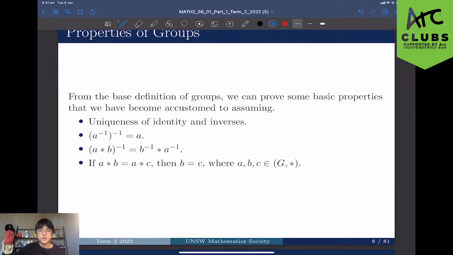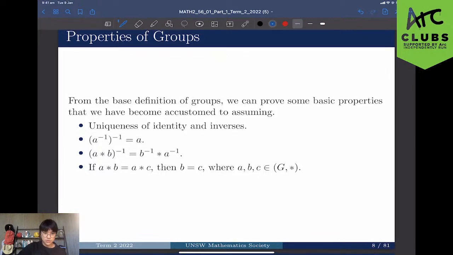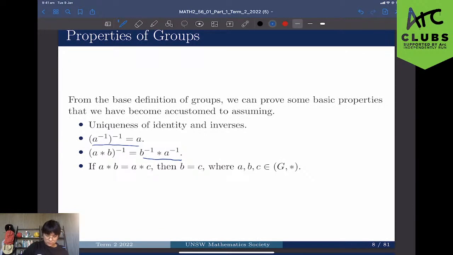Furthermore, we just have some more properties of groups that we should keep in the back of our minds when we solve questions. If you apply the inverse twice, you're just going to get the same element back. And if you apply the inverse to A star B, you get B inverse star A inverse. And here, if A star B equals A star C, then B and C are going to be equal. And the same thing the other way around. If B star A equals C star A, then B and C are going to be equal.